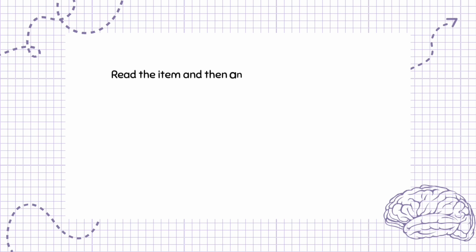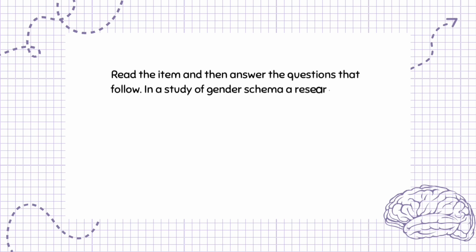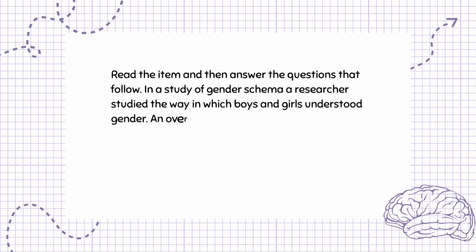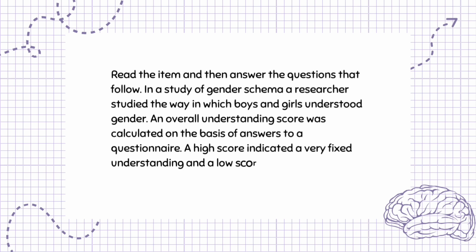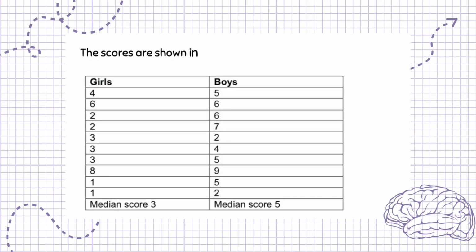Read the item and then answer the questions that follow. In a study of gender schema, a researcher studied the way in which boys and girls understood gender. An overall understanding score was calculated on the basis of answers to a questionnaire. A high score indicated a very fixed understanding and a low score indicated a flexible understanding. The scores are shown in Table 2 below.